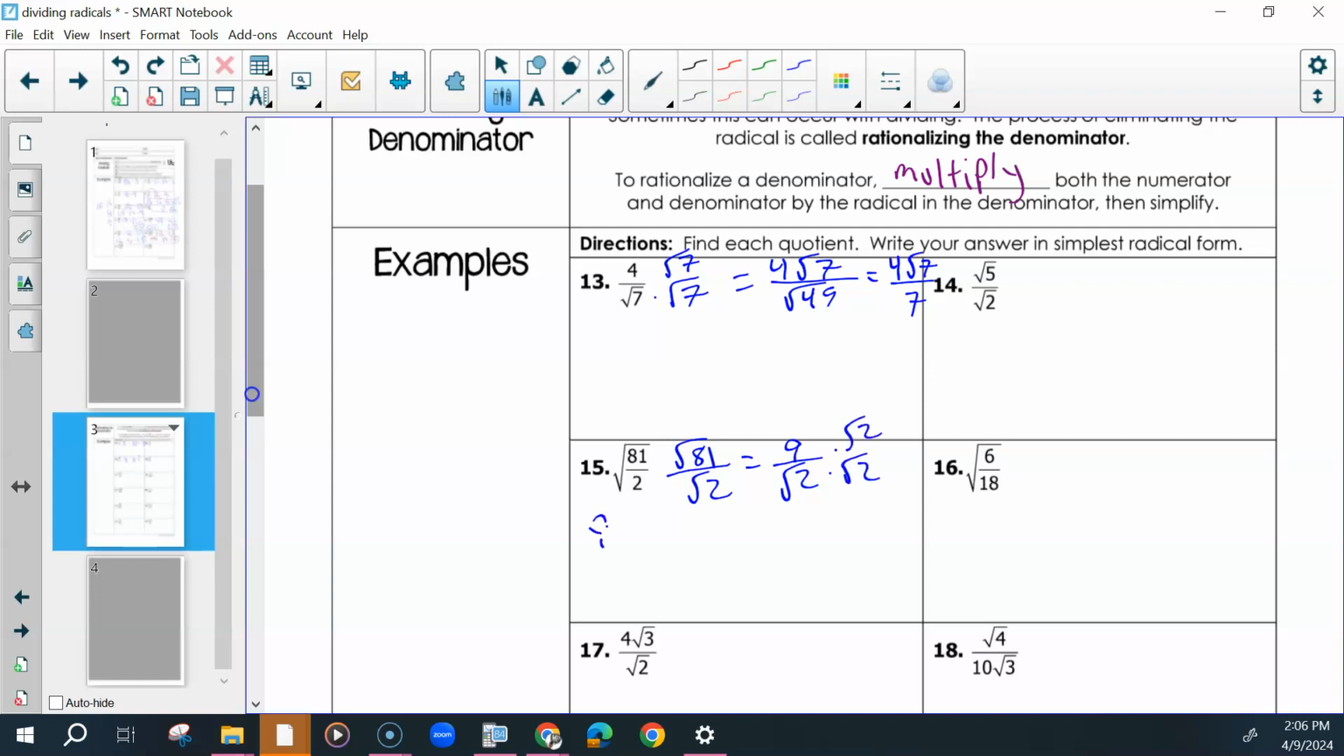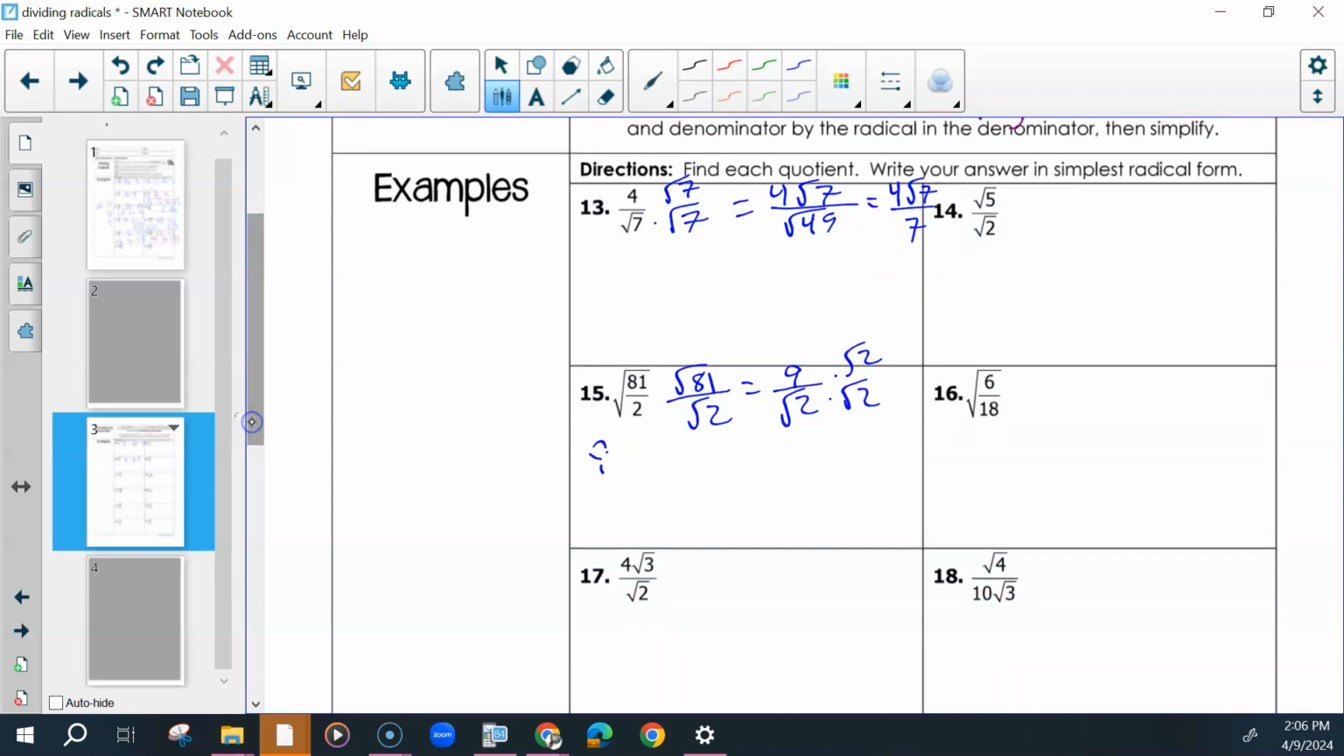So we get 9, oops, sorry, my board is weird in spots. 9 times the square root of 2 all over the square root of 4, which would give me 9 times the square root of 2 over 2. That does not simplify, that would be my final answer. Remember to pause, double check yours, pause and move on whenever you feel like you need to.